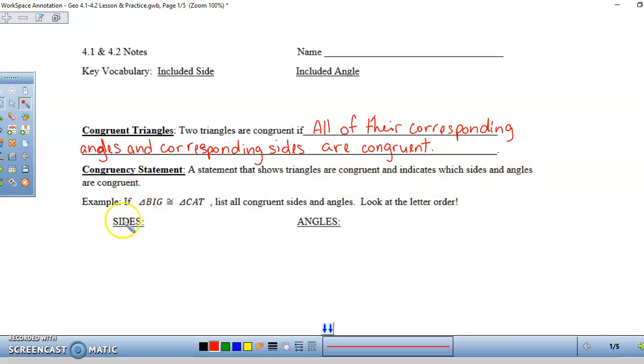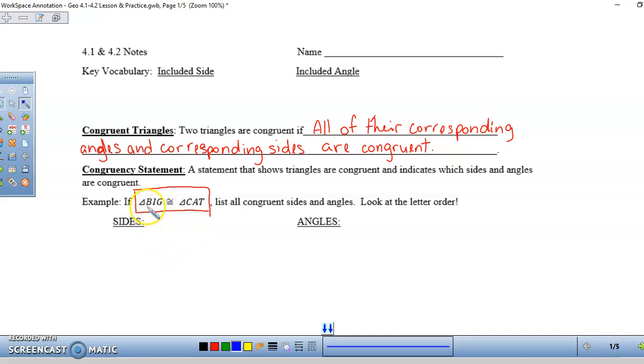So for example, we have this congruency statement, and people tend to forget that when I ask that on a quiz. This is a congruency statement for a triangle. So basically we have the symbol, it's a triangle BIG, those are the corners or the vertices, is congruent to triangle CAT. Now this is pretty easy to tell which angles and sides go together because the letters go in order, so you can match up the corresponding sides and angles.